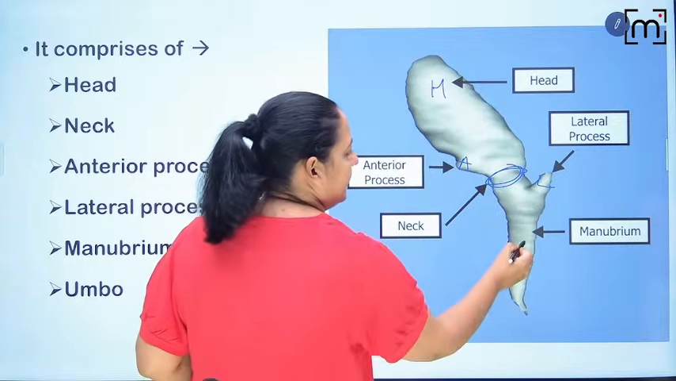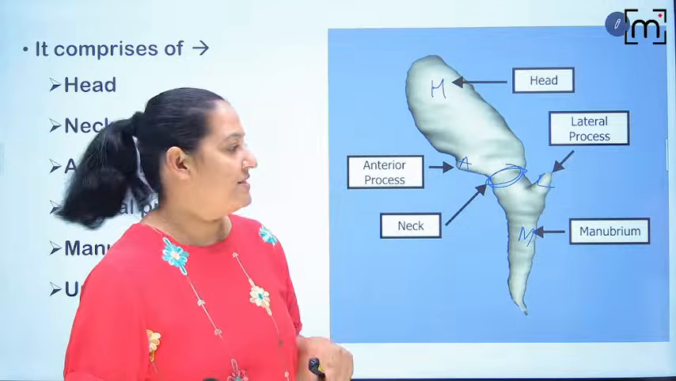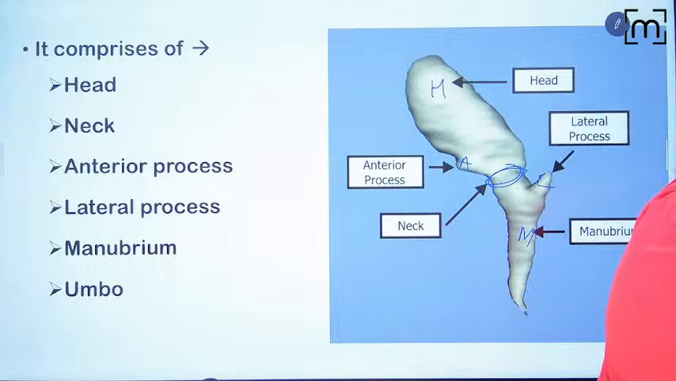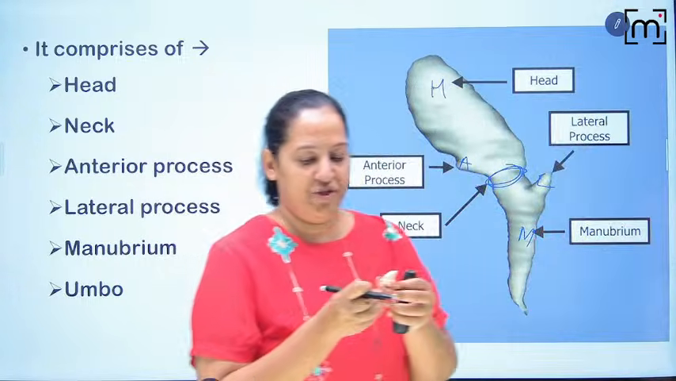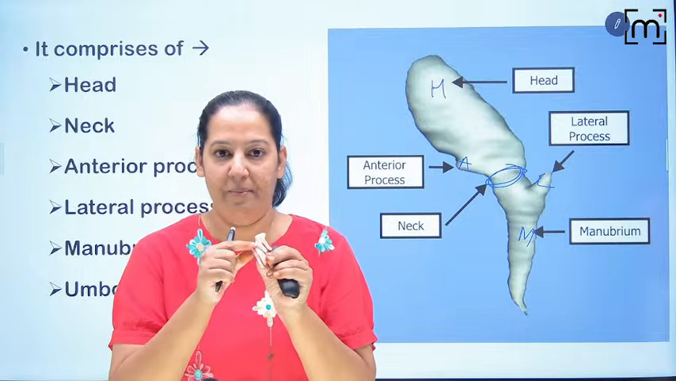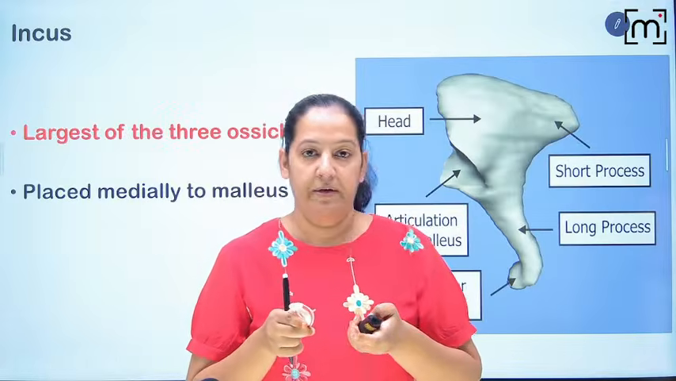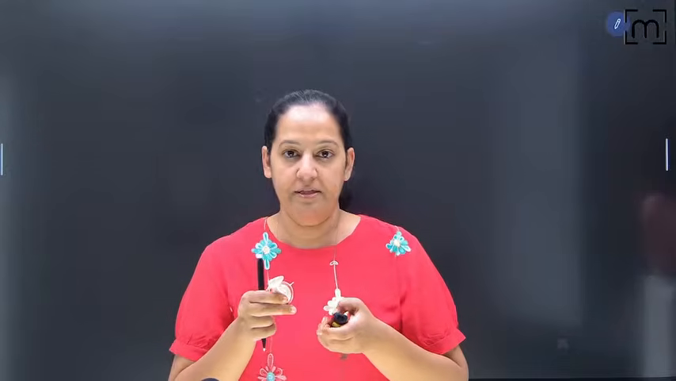This is the neck, and this is the manubrium. Appreciate the parts. I will take it out. You can appreciate this is the tympanic membrane. Just behind the tympanic membrane, the first bone is the Malleus. It's very small if you can appreciate it.